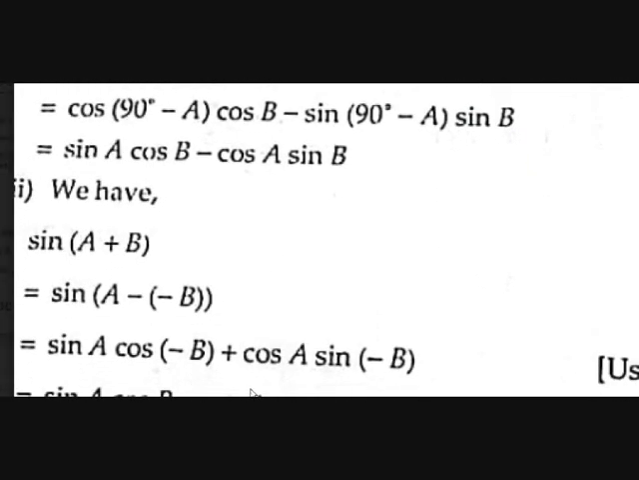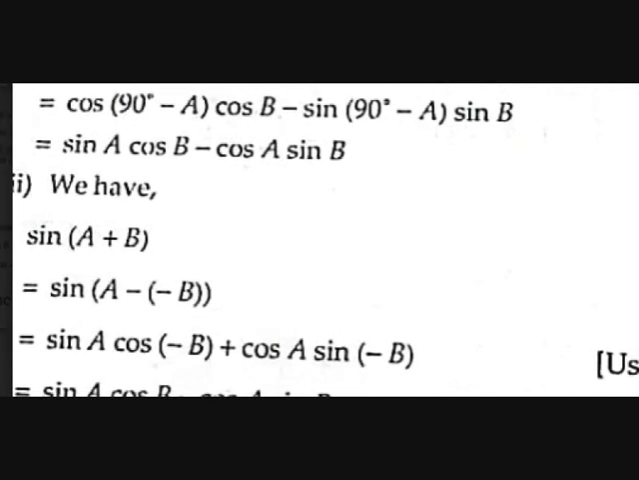And similarly, if we substitute −b in place of +b, and if we use the same sine formula, you'll get the formula for sin(a + b). Okay, now let's discuss tangents and cotangents, means cot(a + b), tan(a + b), cot(a − b), tan(a − b).